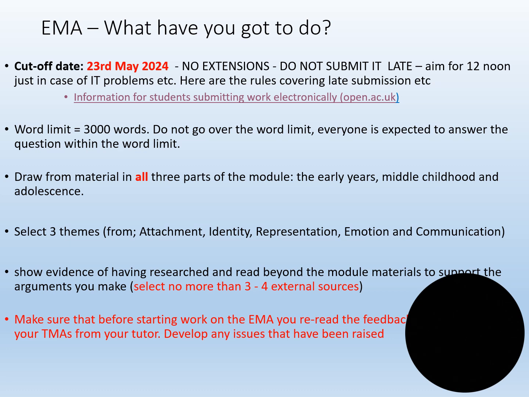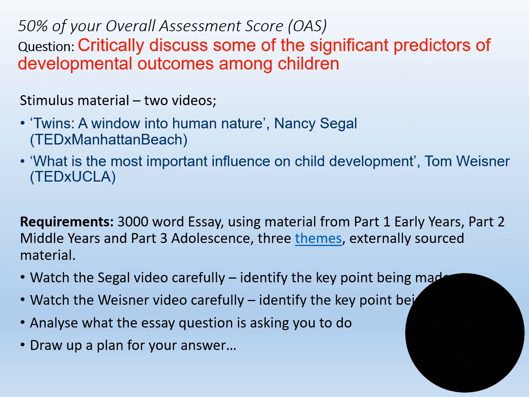Make sure, when you start working on the EMA, that you're aware of the feedback you've had over the last 3 assignments. And if there's an issue that keeps being raised, you need to do something about that in order to improve your academic writing to obviously get a higher grade. So don't ignore feedback you've had. Work on it, continue to develop it, because you will then need to do that for your next module next year as well. It's part of your learning.